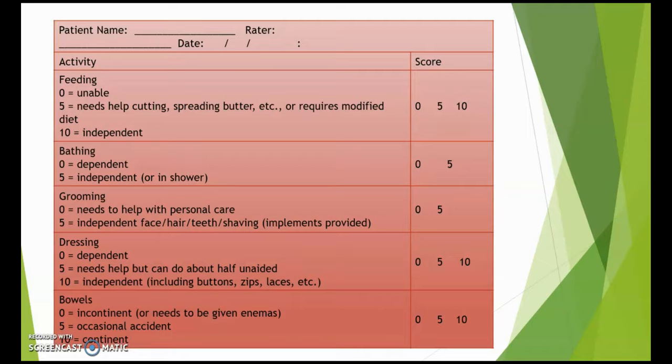Now, within this index, you have, as in the next slide and the following one, certain scores that you can rate each area. For instance, feeding, the first one: 0 means unable to feed oneself, 5 needs help cutting, spreading butter, etc., requires modified diet, and 10 means fully independent.